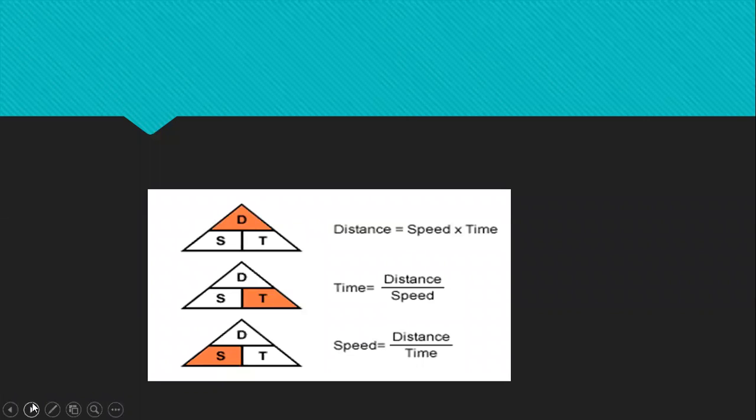If you look at the triangle there, we have the distance, speed, time formula triangle, where if someone asks you to find the distance, it is speed times time. If someone asks you to find the time, it is distance divided by speed, and speed is equal to distance over time. You can draw this triangle anytime you want.